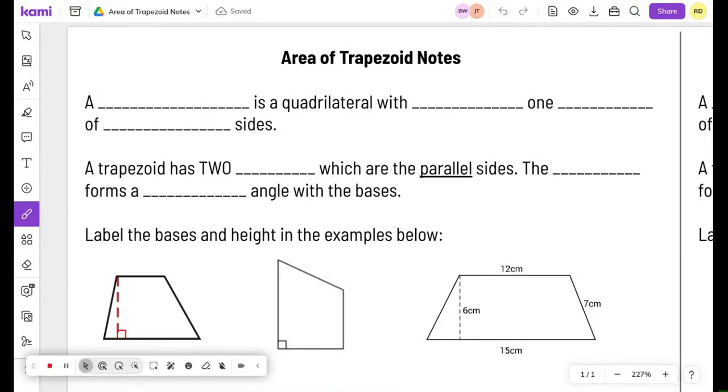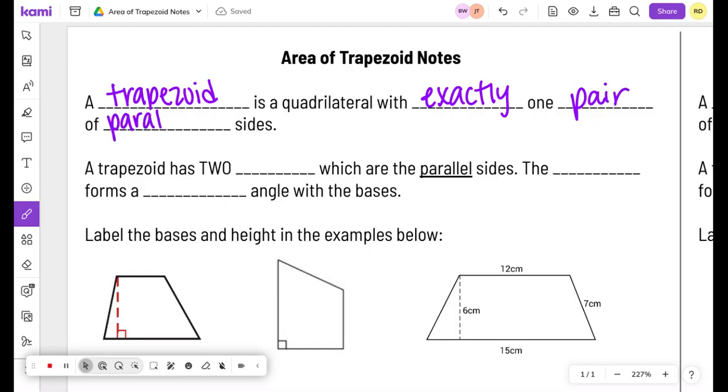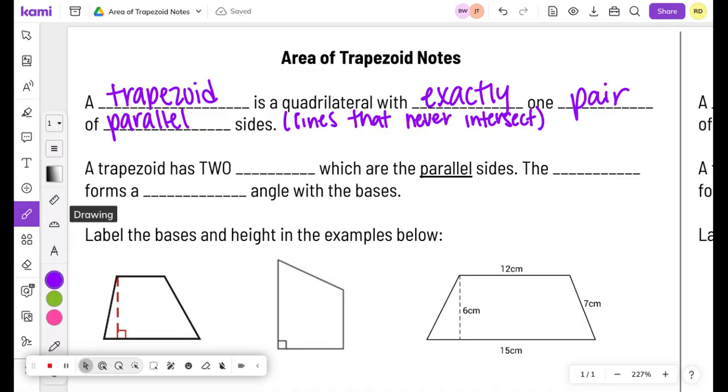These are our area of a trapezoid notes. So, a trapezoid is a quadrilateral with exactly one pair of parallel sides. So again, parallel means lines that will never intersect. So they shouldn't be touching. They're two lines that travel the same distance apart from each other the entire time.